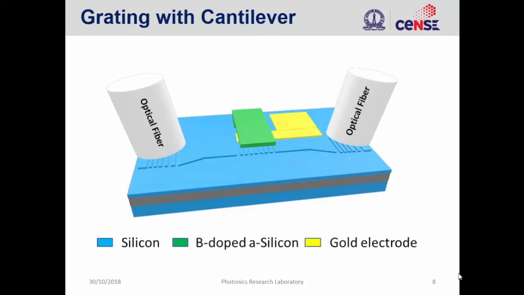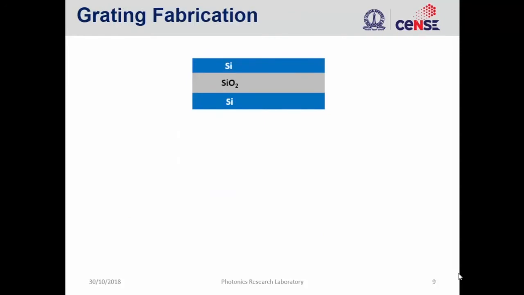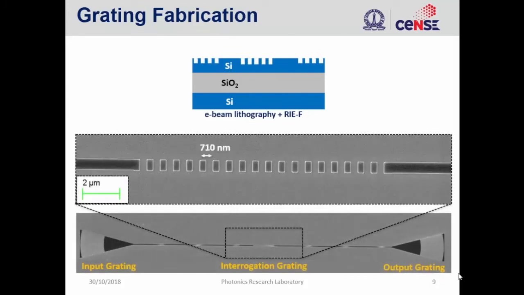So we went on with this configuration, in order to do the dynamic measurements, where we have a bottom electrode and a cantilever on top. First we start off the fabrication with the SOI wafer, where we have a 220 nanometer silicon, which is the waveguiding layer. We do e-beam to define the waveguides and the gratings in one step, followed by reactive ion etching.